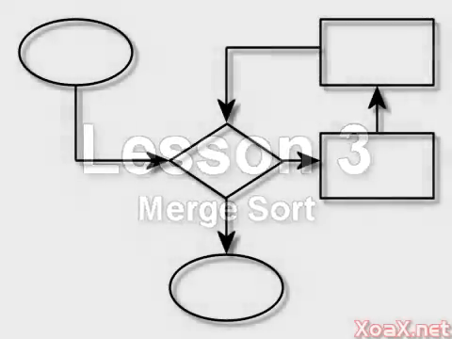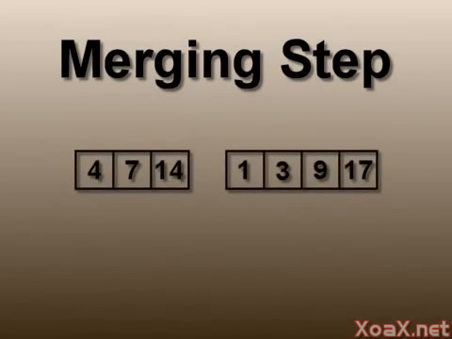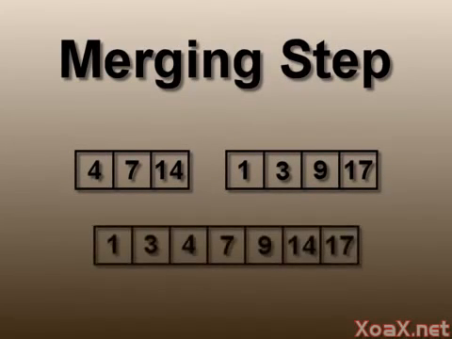Lesson 3. Merge sort. The central feature of the merge sort algorithm is the merging step. The merging step takes two sorted sequences and merges them into one sorted sequence. Here we have two sorted arrays. To merge them, we continually take the next smallest element and put it into a new array.